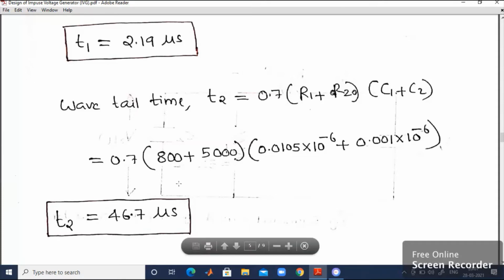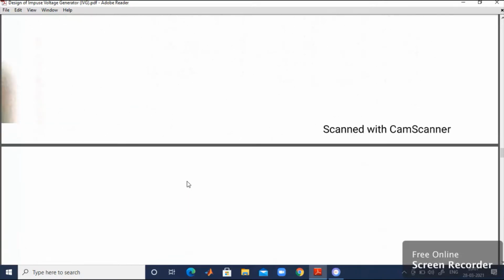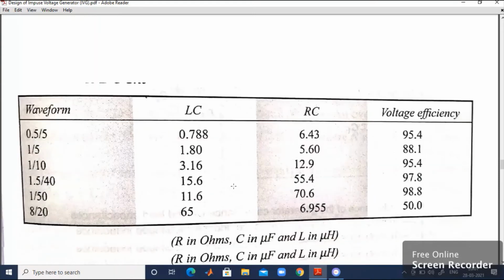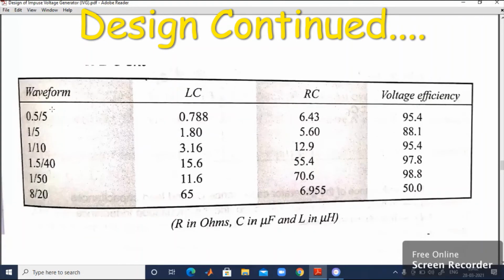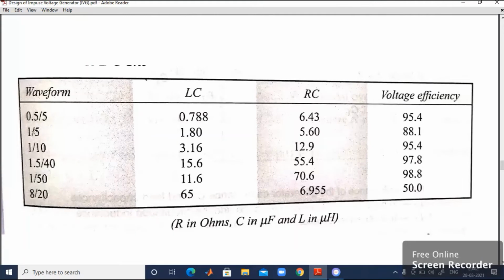So this is another example. Now I would like to show you one more example. Before showing the example, you have to be familiar with the given table. This table will help you with the design procedure. Let's consider table 1. This table comprises different waveforms like 0.5 bar 5 microsecond, 1 bar 5 microseconds, 1 bar 50 microseconds, 8 bar 20 microseconds. And the LC constant is available here for the respective waveforms. They have also given the RC constant.